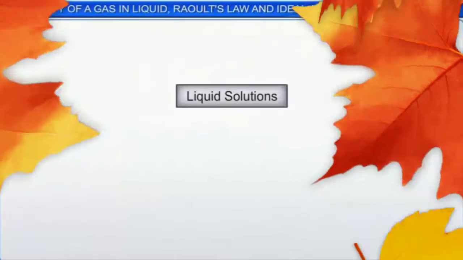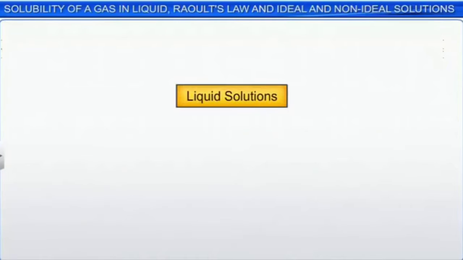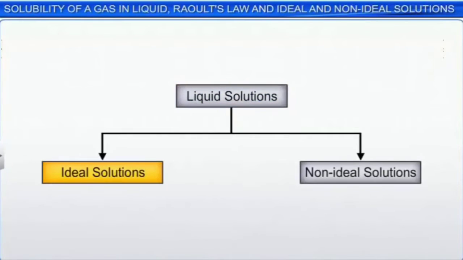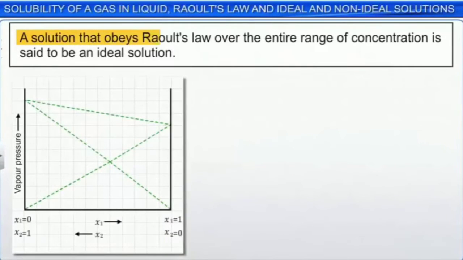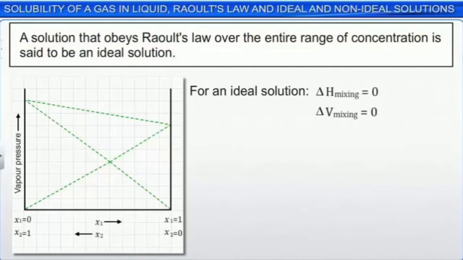On the basis of Raoult's law, the liquid solutions can be classified into ideal and non-ideal solutions. Let us first discuss the ideal solutions. A solution that obeys Raoult's law over the entire range of concentration is said to be an ideal solution. For an ideal solution, the enthalpy of mixing and the volume of mixing of the pure components are zero.